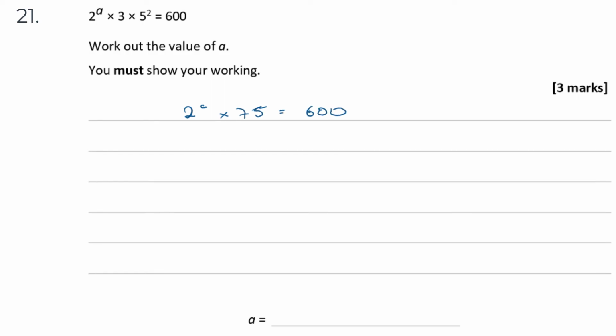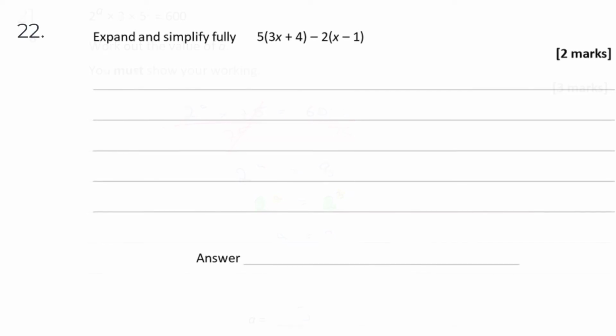If I divide both sides by 75, they'll cancel, leaving me with 2 to the power of a. And then 75 into 600, is that 8 times? So 2 to the power of a is 8. Well, 8 is 2 cubed, isn't it? So 2 to the power of a is 2 cubed. So a must be equal to 3, just comparing the indices there. If the base numbers are the same, 2 and 2, I can compare the indices and say that a is equal to 3.